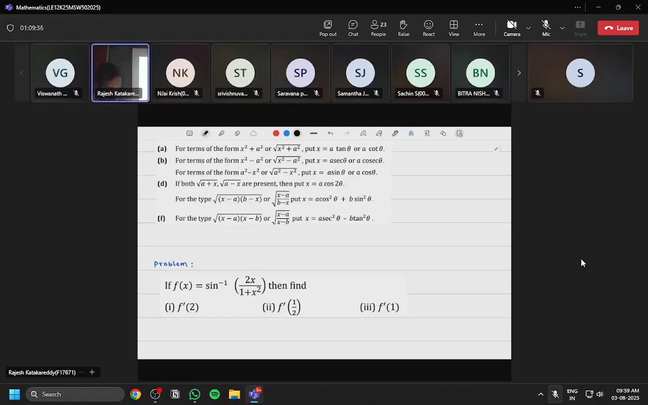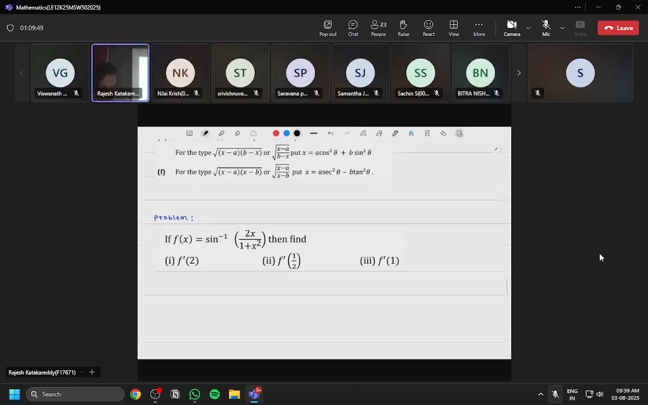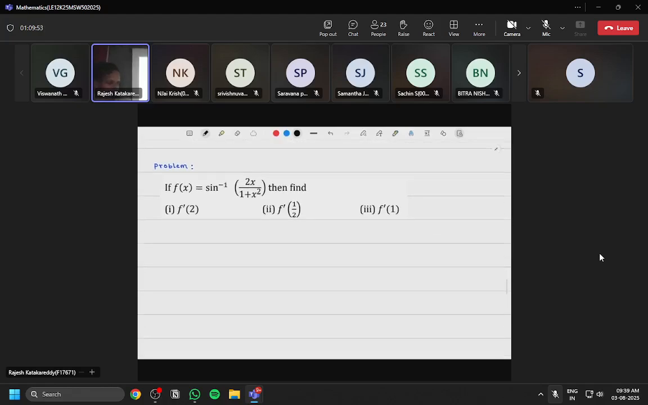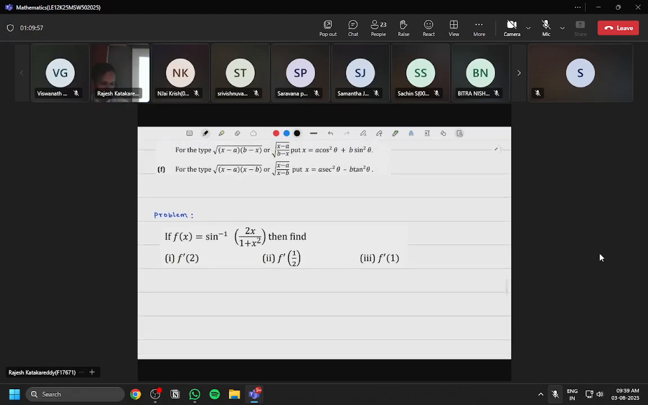Let us solve this problem. Function f of x is sine inverse of 2x by 1 plus x square. We need to find the derivative of this function at 2, at 1 by 2, at 1.